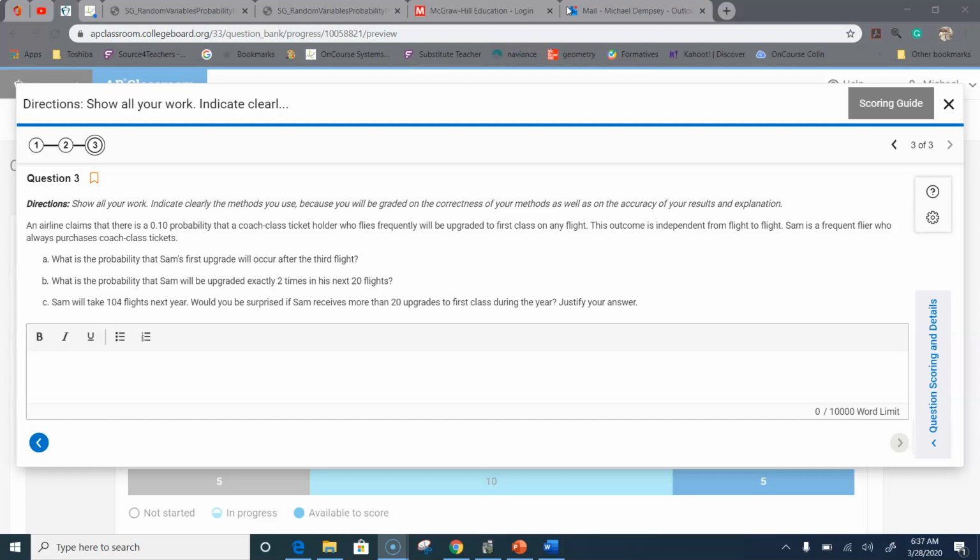Would you be surprised if Sam receives more than 20 upgrades to first class during the year? So there's a couple of ways we could do this. I think if you're calculator savvy, we just go with binomial CDF. They may find the mean and standard deviation of this, right? You take 104 times 0.1. That would be your mean.